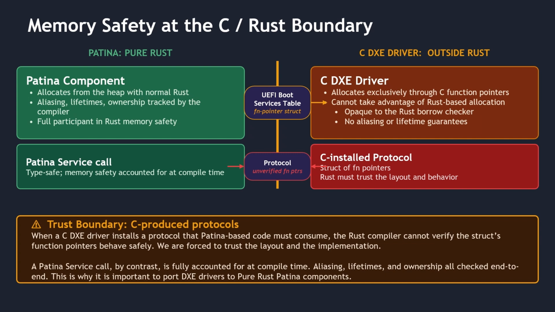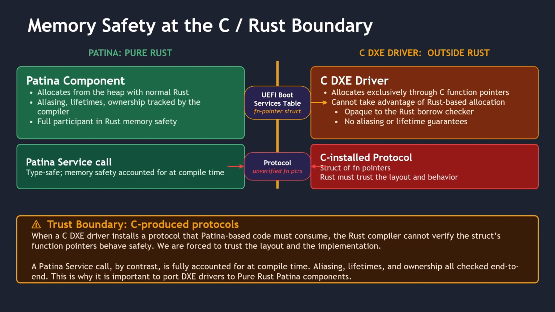This has a lot of advantages of memory safety, including the fact that it allocates from the heap using normal Rust mechanisms. So it's intuitive and easy to use from a Rust perspective, but also participates fully in the Rust memory safety model. Over on the right side, we have a C DXE driver. It's going to allocate exclusively through C function pointers, and that's what allows compatibility with the Patina DXE core, as those allocation functions are in the boot services table. So regardless of whether they go to an underlying C DXE core or Patina, they will work.